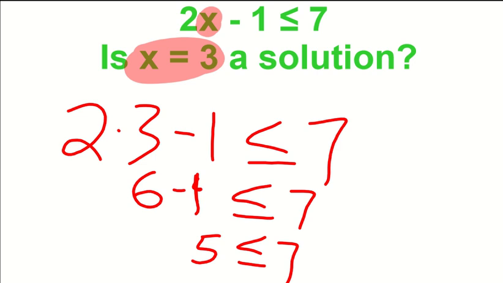Okay? For this one, if I got 7 here, would that be a solution? Yeah. As long as it's got that line, you can get the same numbers. No line underneath our inequality, it can't be equal to, so it's not a solution for those.